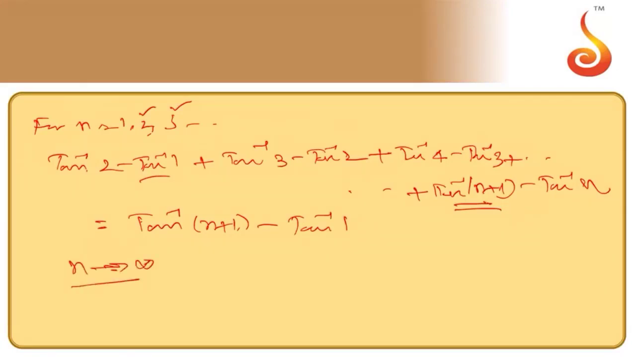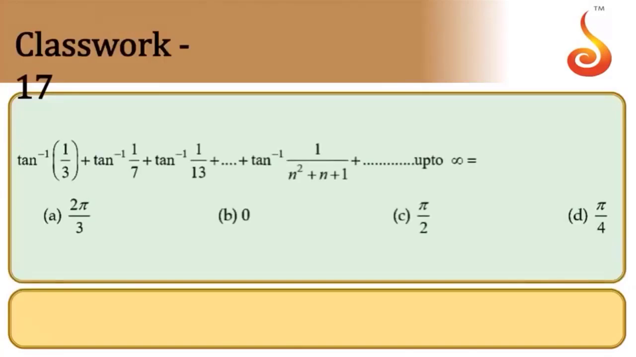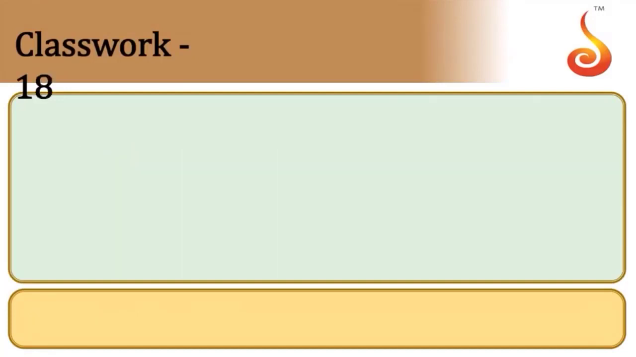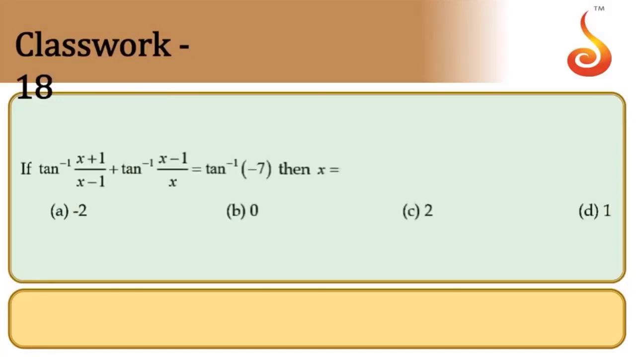But when I take n tends to infinity, for the infinite series, this will become tan inverse of infinity, which is pi by 2. And this will become pi by 4. Pi by 2 minus pi by 4 will become pi by 4. So the solution for the problem is equal to pi by 4. So the answer is this. 18th one.